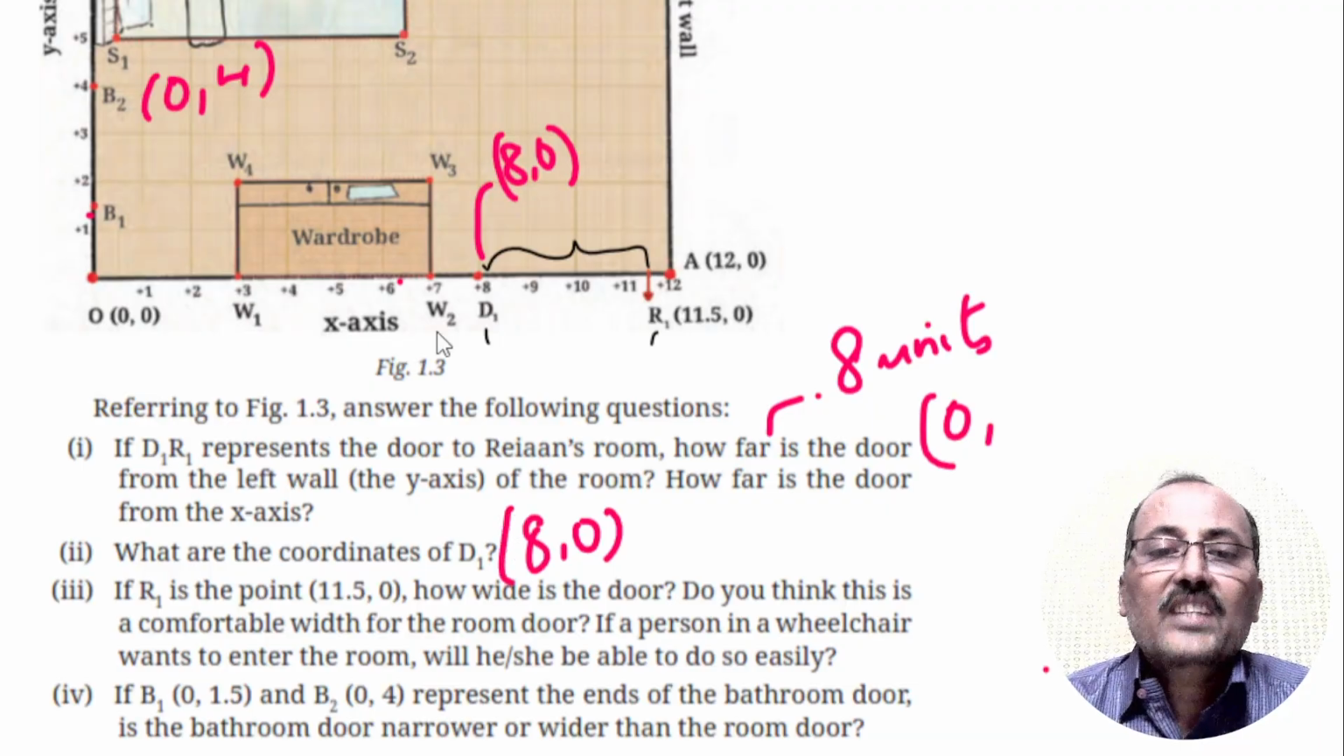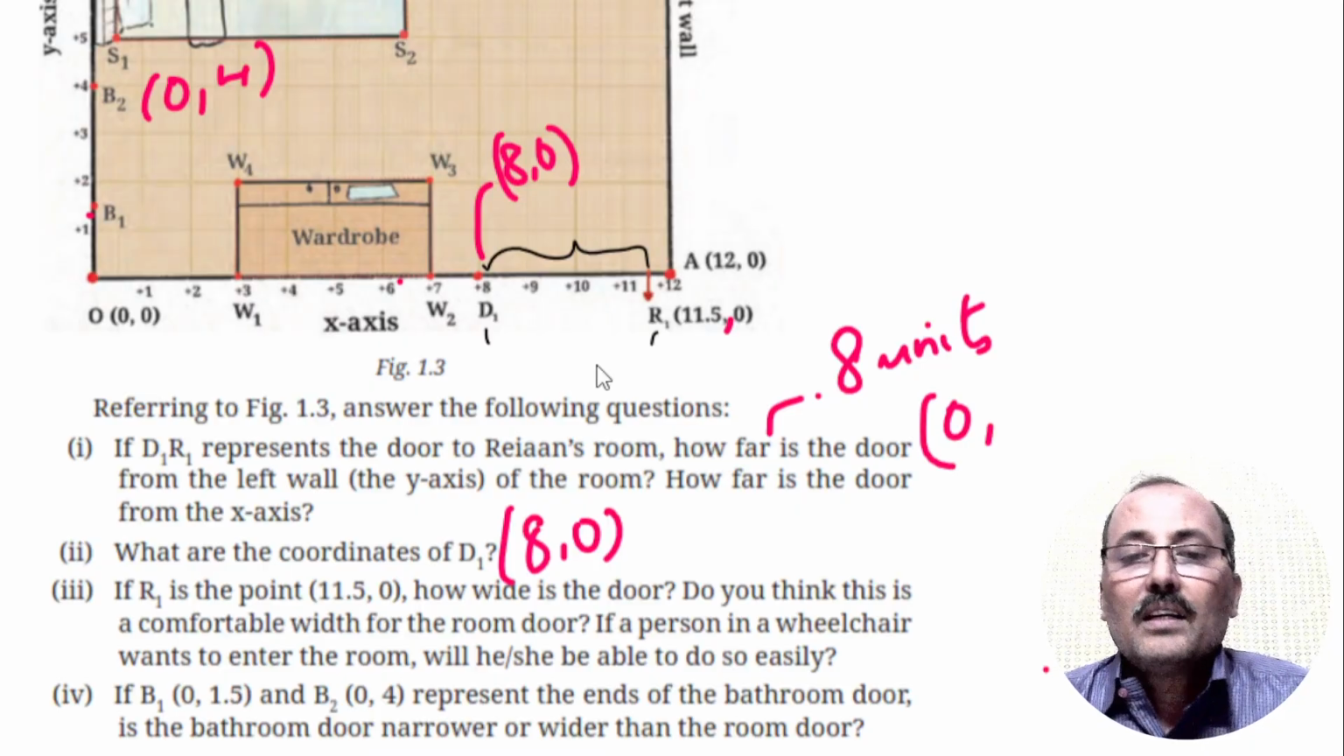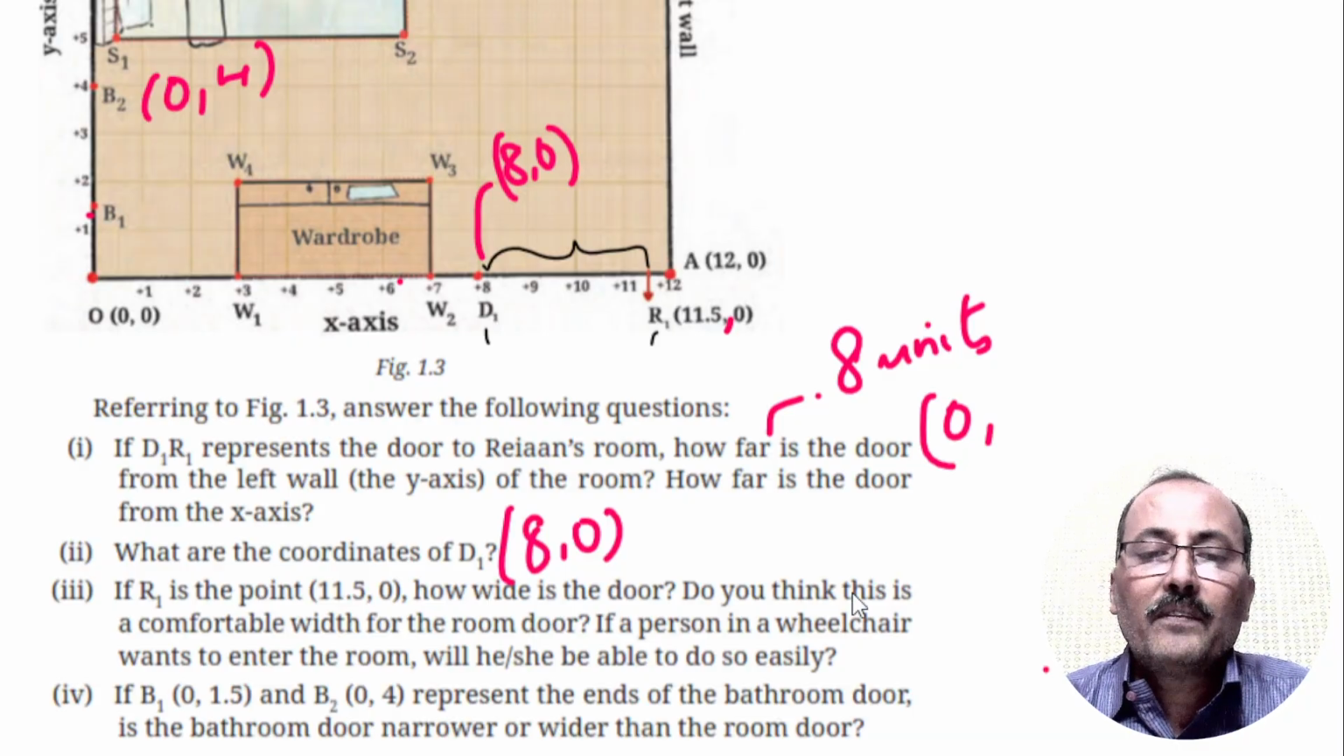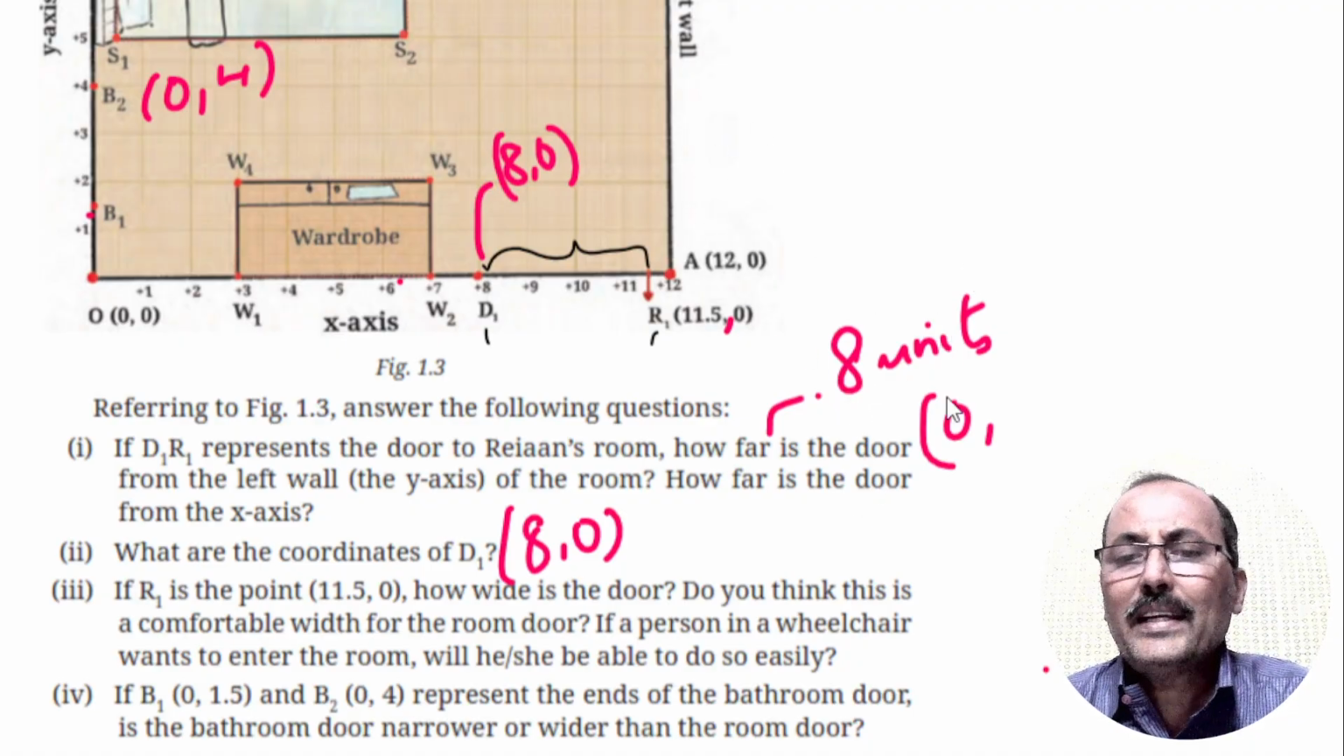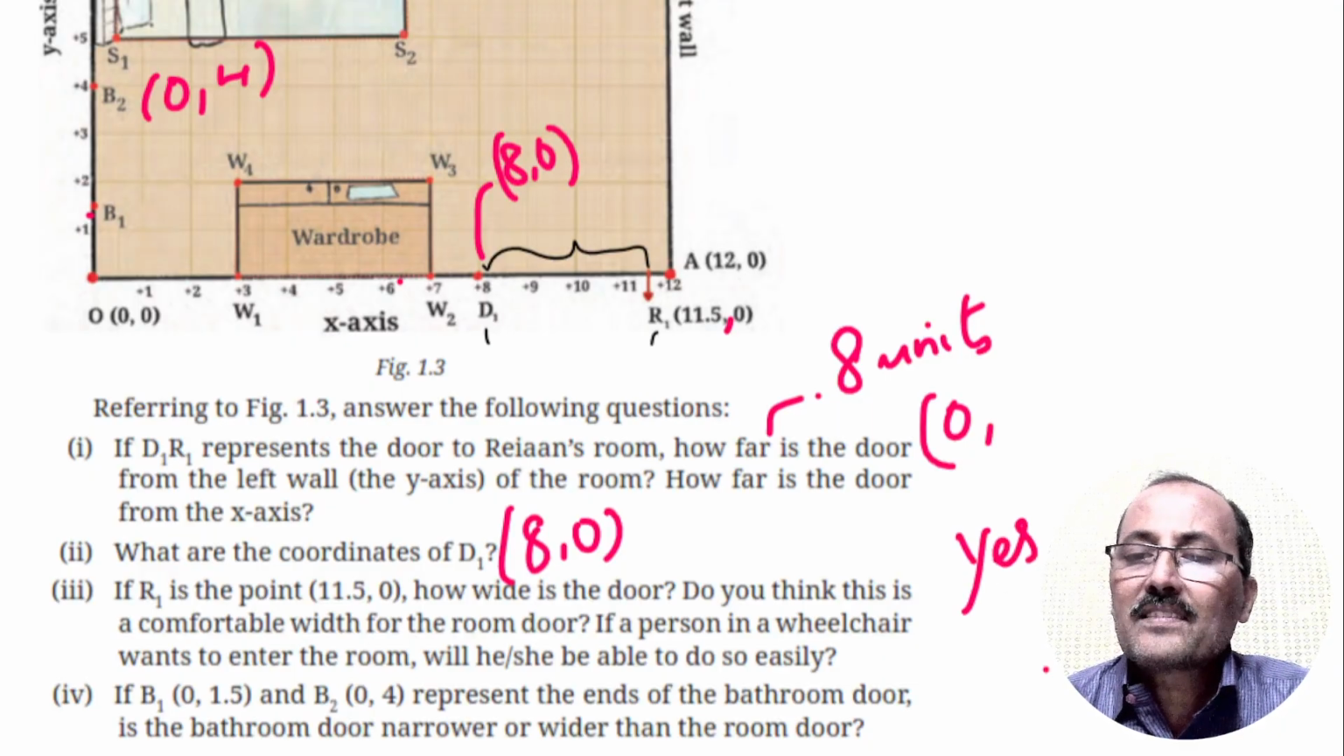Okay. Next one. If R1 is the point 11.5 comma 0, yes, it is correct, 11.5, because it is in between 11 and 12. So it is 11.5 comma 0. The 0 is y, because there is no height at all. Then, do you think this is a comfortable width for the room door? Yes, it is comfortable. Why? Because we will consider 3.5 feet, and 3.5 feet is comfortable.